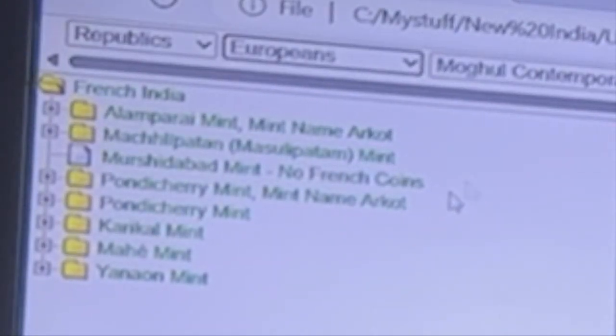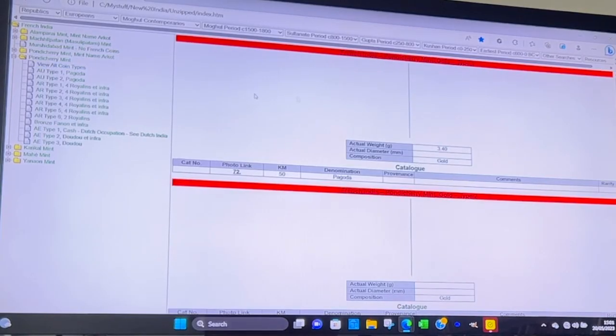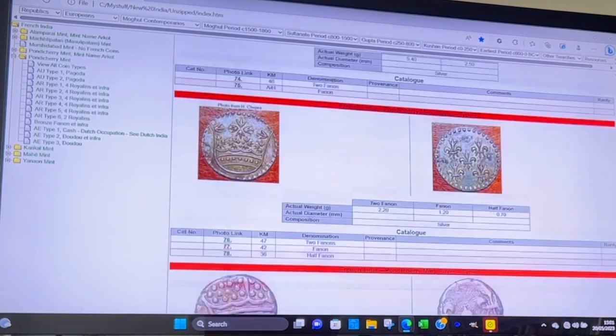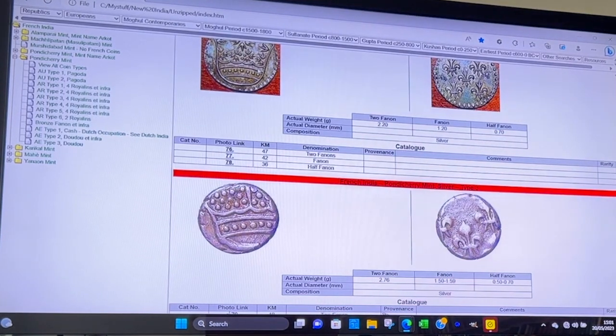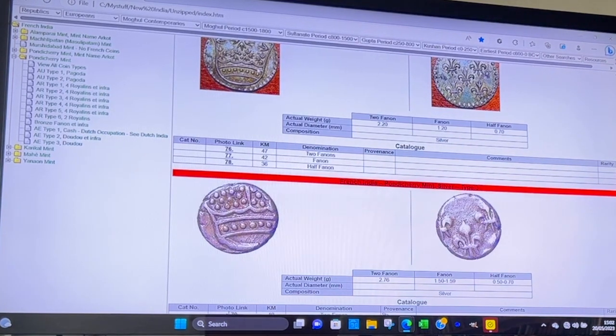But their big mint was Pondicherry. And they have some quite interesting coin types. Where there are no photos, obviously, it means I haven't got the photos, but these are typically French coins with French emblems, the fleur-de-lis and so on. But they also have coins that are very Indian.